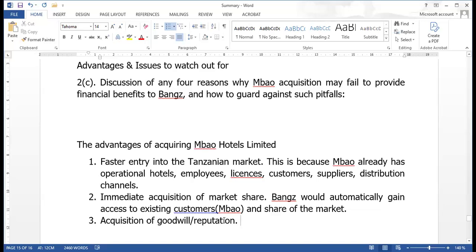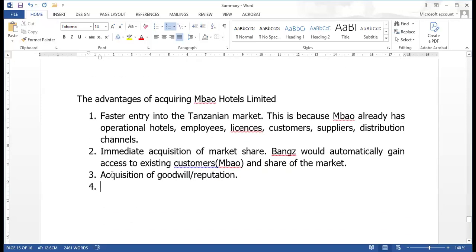But of course, here the reputation, we always bring it from the positive angle. If it has a negative reputation in the Tanzanian market, then at that point you put it under the demerits. Because you may be acquiring an entity that has a bad reputation, which really can affect you. Okay, that is the next point.